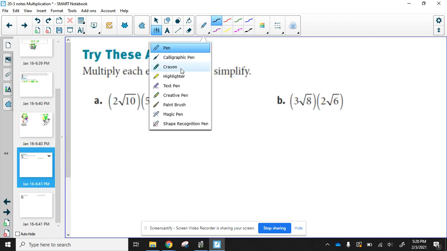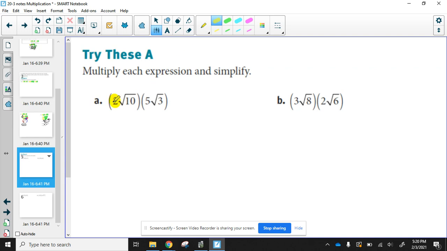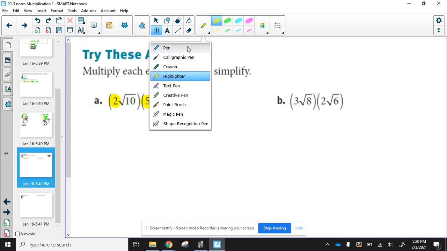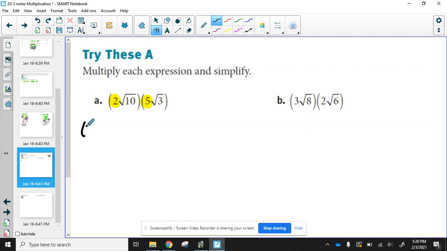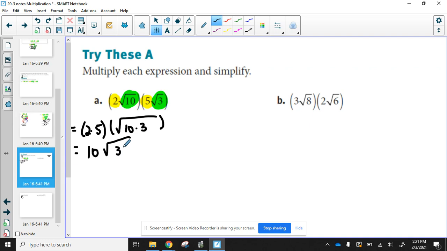Okay, so trying some on our own here. Again, I'll do the highlighting. So our coefficients of 2 and 5. So we get, again, I like to put in parentheses, so 2 times 5. And then in the second parenthesis, I already know there's going to be a square root. But we get root 10 times root 3, so 10 times 3. Okay, so we simplify this out, we get 2 times 5, which is 10, and then the square root of 10 times 3, which is 30.